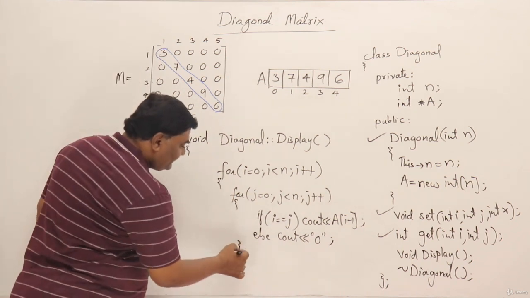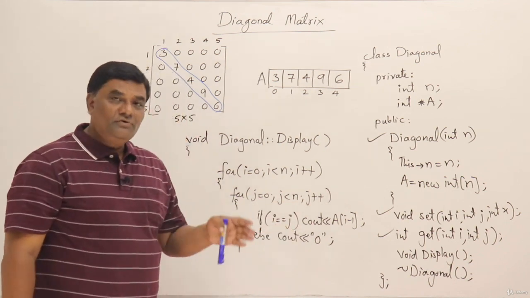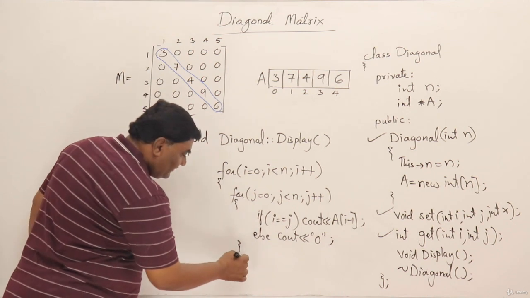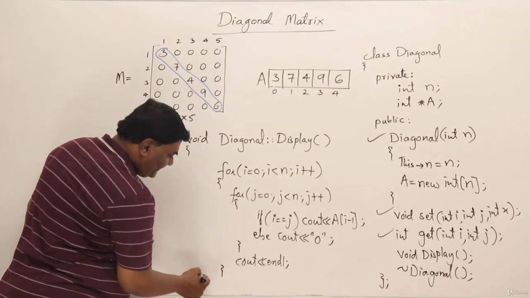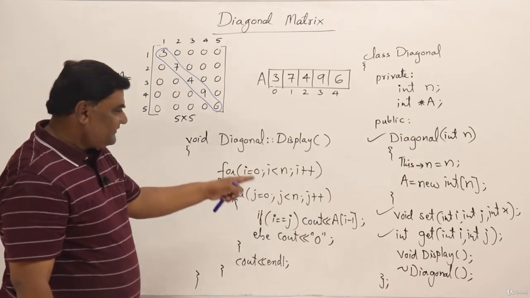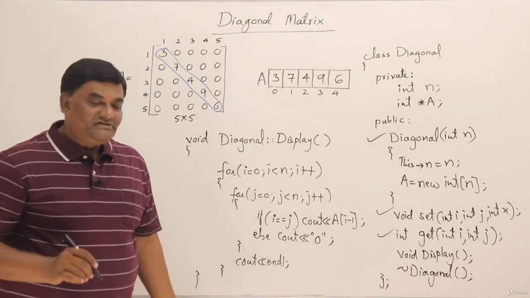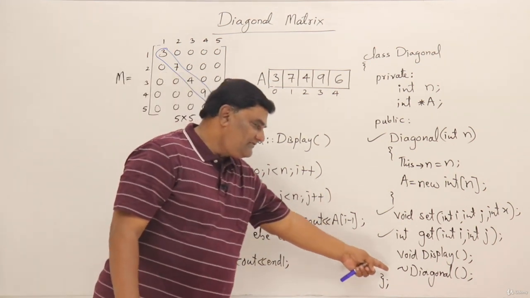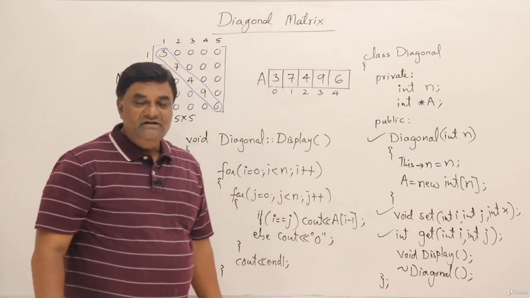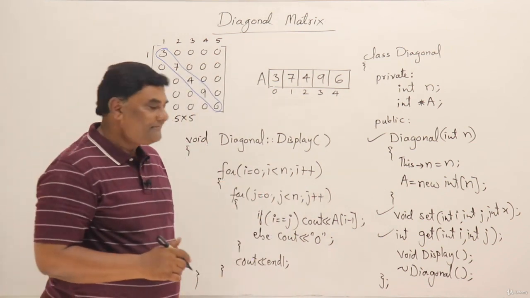Then close this one. This for loop will display one row, and after every row I should go into the next line, so cout endl. Then close the for loop and close the function. So this function using two for loops will display a two-dimensional array like this. Then I have this last function, that is the destructor. It should have just a simple statement, so I'll explain it there only.